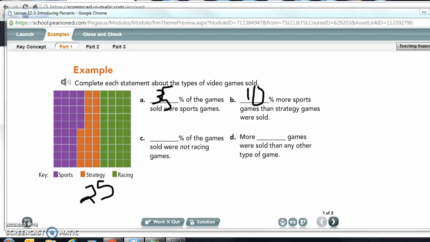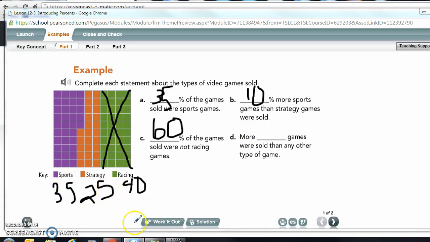Okay, blank percent of the games sold were not racing games. Well, I know 10, 20, 30, 40% were racing. And if I have 100 squares here, how can I figure out how many were not racing? Well, 100% minus 40% were racing will give me 60% were not racing. More blank games were sold than any other type. Well, if this was sports, and sports was 35, strategy was 25, how many were racing? Well, 40% were racing.